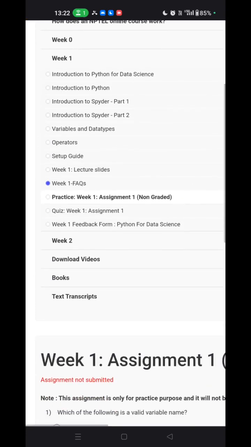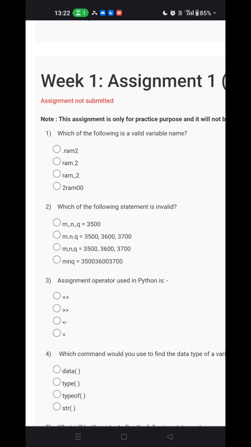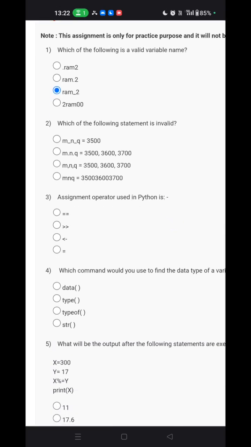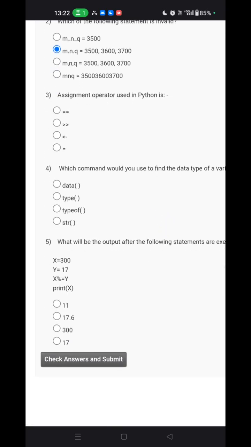In this question, the first one, which of the following is a valid variable? Okay, so everyone knows which one is the valid variable. This is not guaranteed. Okay, RAM. And second, which of the statements is invalid? So you can see this is invalid, the other data is correct. Third one, assignment operator. Everyone knows this one is the assignment operator.